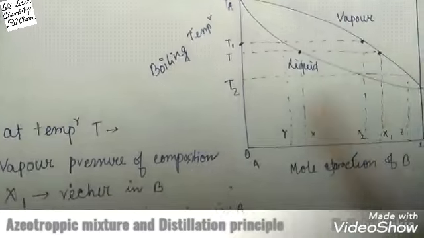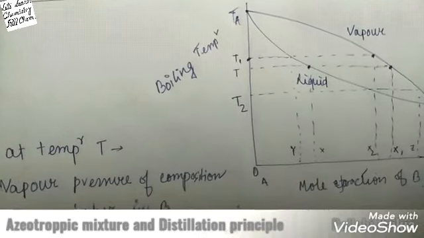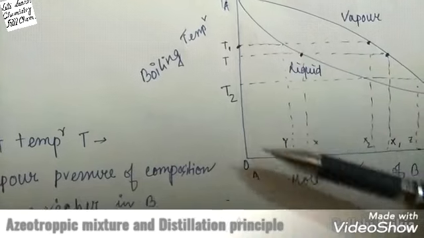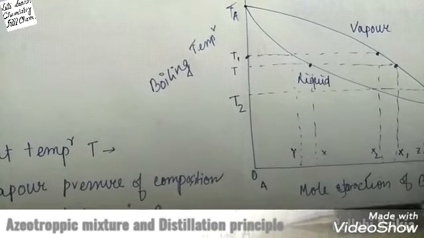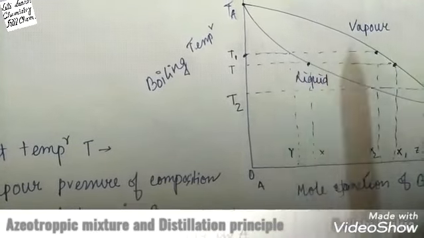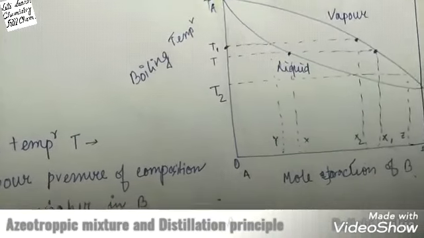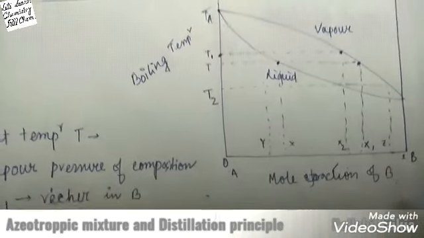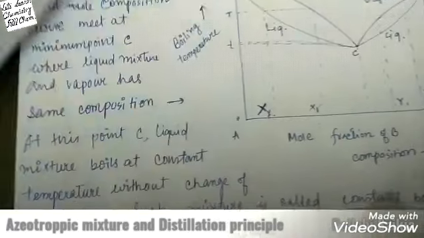So by applying this process, we can distill. We can say that if the process is continued, the boiling point of the solution will go on rising from T to TA, and the composition of the residual liquid will become richer in A, and only liquid A will remain in the liquid phase, and the vapor will distill off as pure B. So this is the principle of the fractional distillation process.